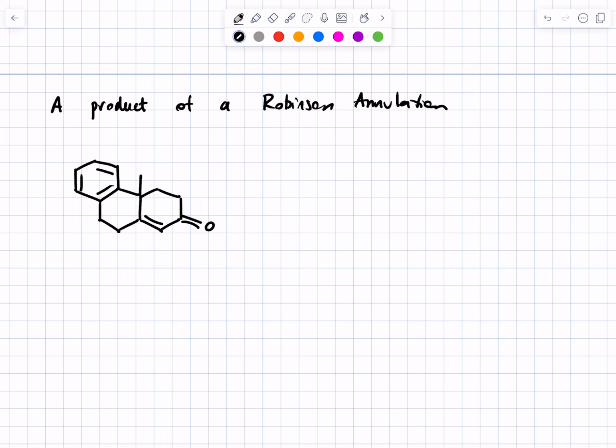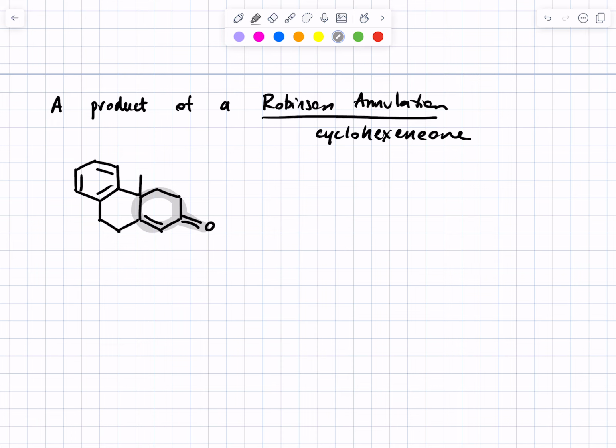The cyclohexenone. The Robinson annulation product is always a cyclohexenone. So let's just highlight that in gray. That's not gray. Let's try again. There's your cyclohexenone.